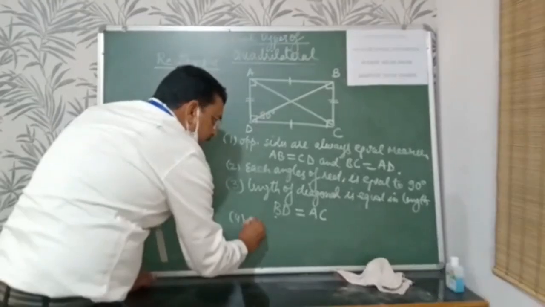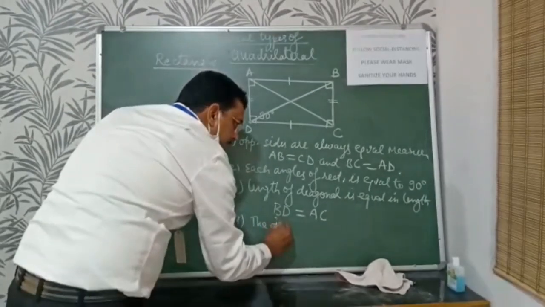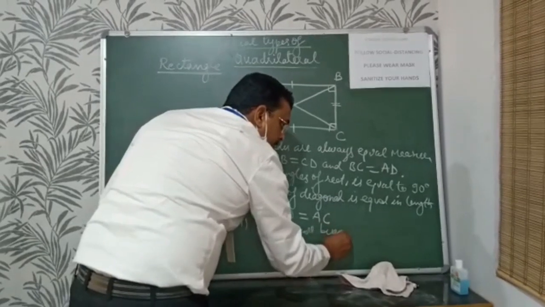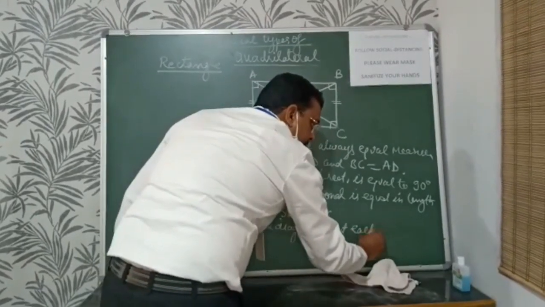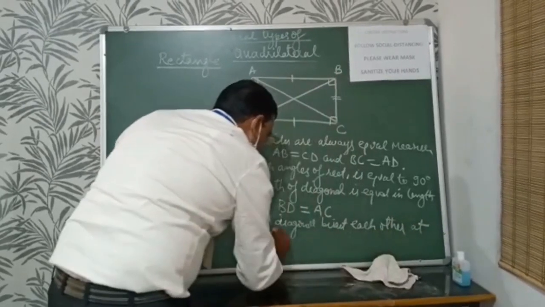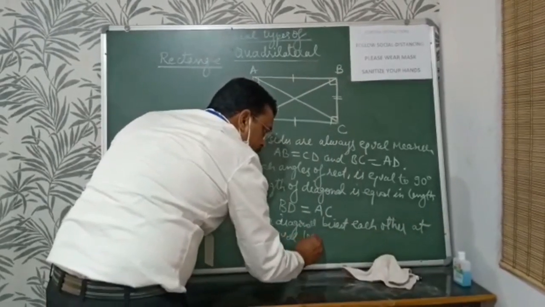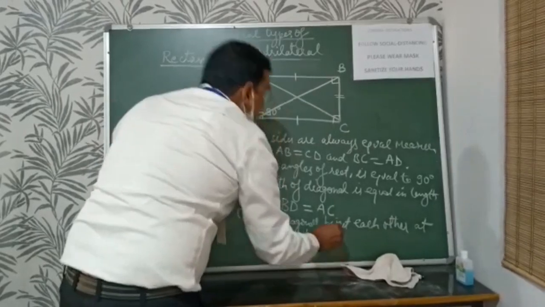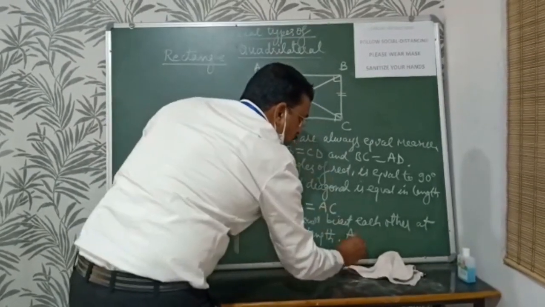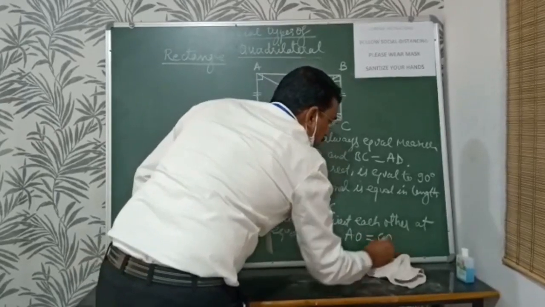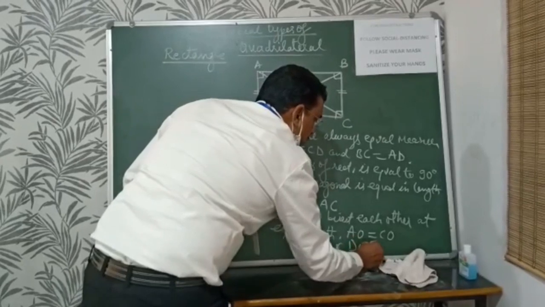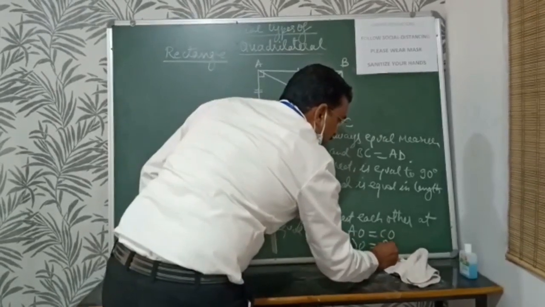Fourth, the diagonals bisect each other at equal length. It means AO is equal to CO and DO is equal to BO.